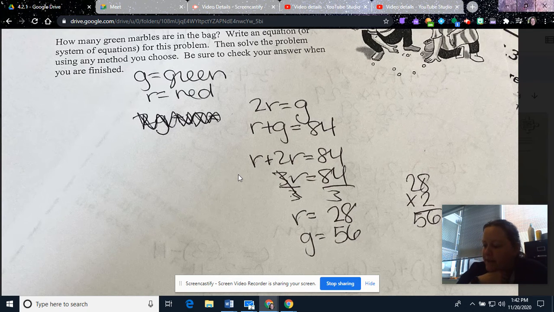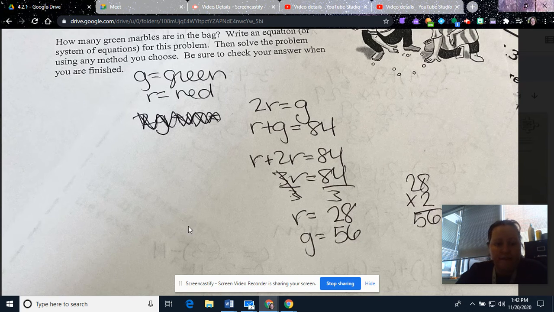You've decided to give your best friend a bag of marbles for his birthday. Since you know that your friend likes green marbles better than red ones, the bag has twice as many green marbles as red. The label of the bag says it contains a total of 84 marbles. How many green marbles are in the bag? Write an equation or a system of equations for this problem, then solve the problem using the method that you choose. Be sure to check your answer when you're finished.